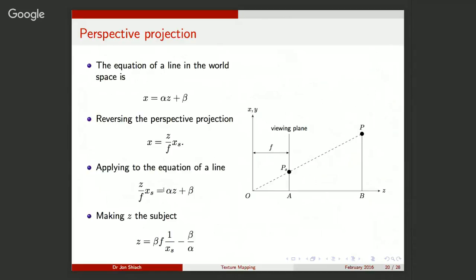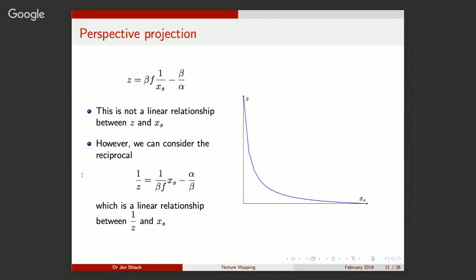The key thing is here, our independent variable is on the bottom. It's a reciprocal. That's not a linear relationship. For example, this is the graph of 1 over x. It's not a linear line; it sort of bows out like this. That's what the problem is for our linear texture mapper. So that's not a linear relationship between z and xs.